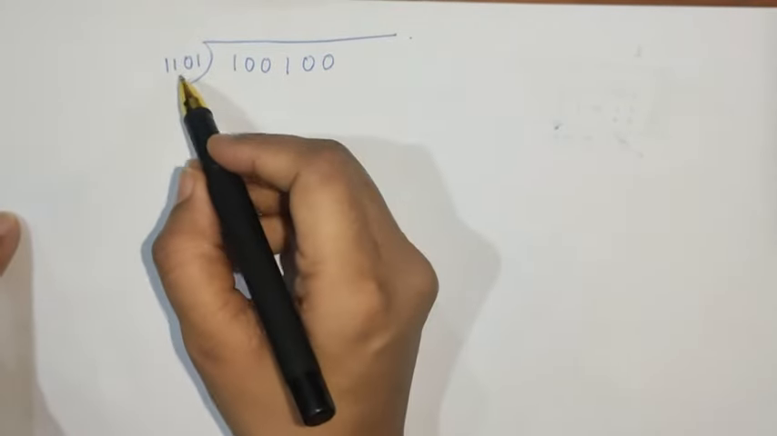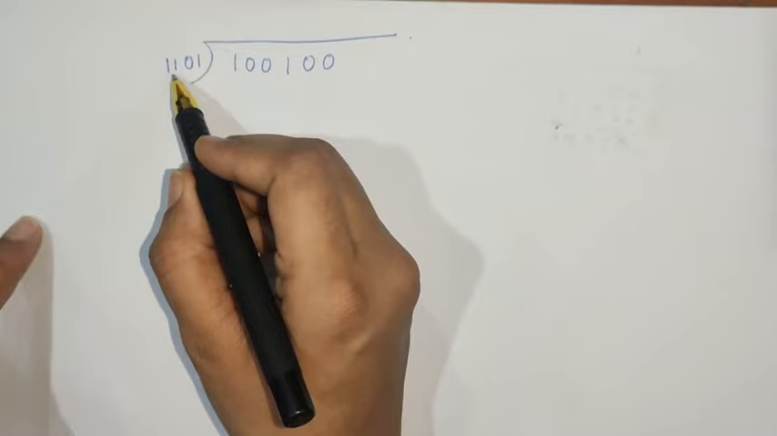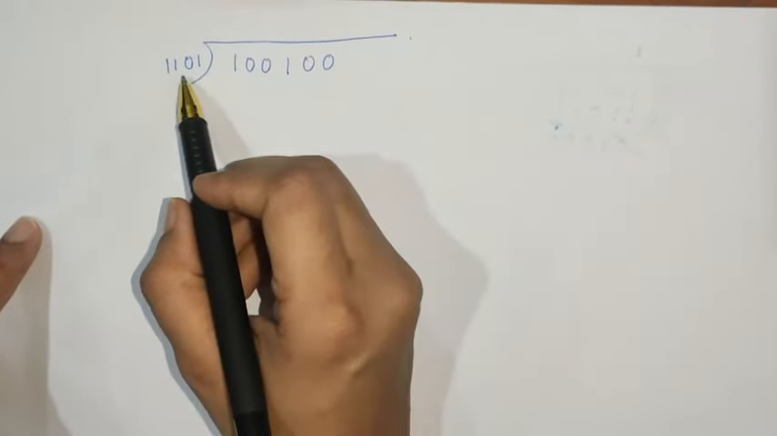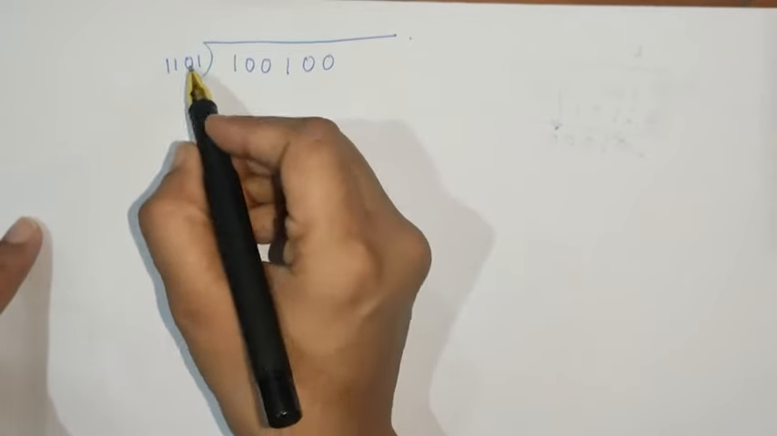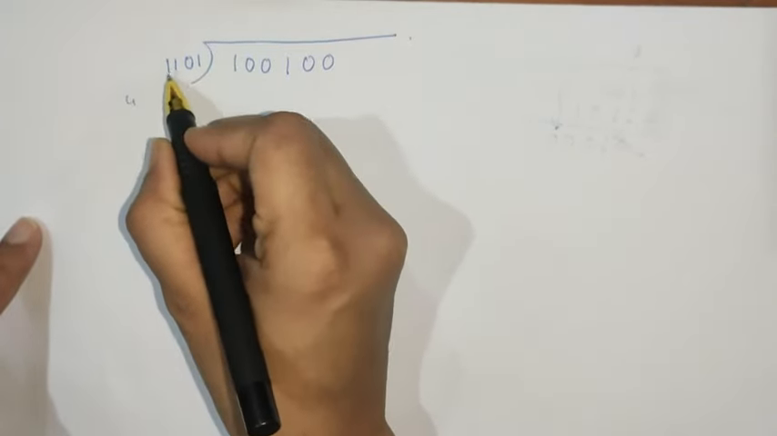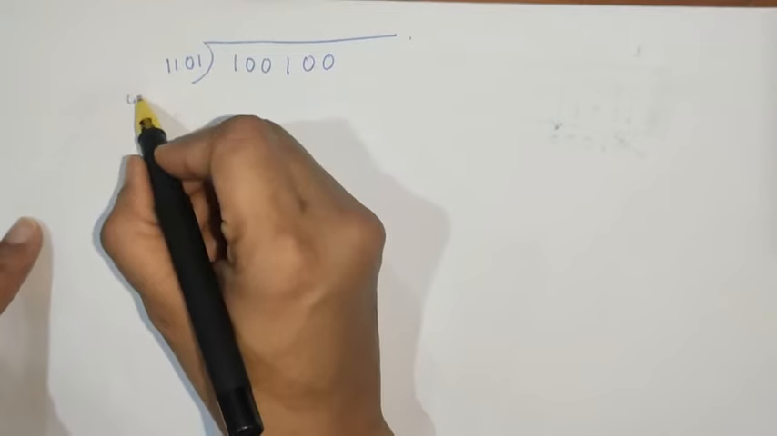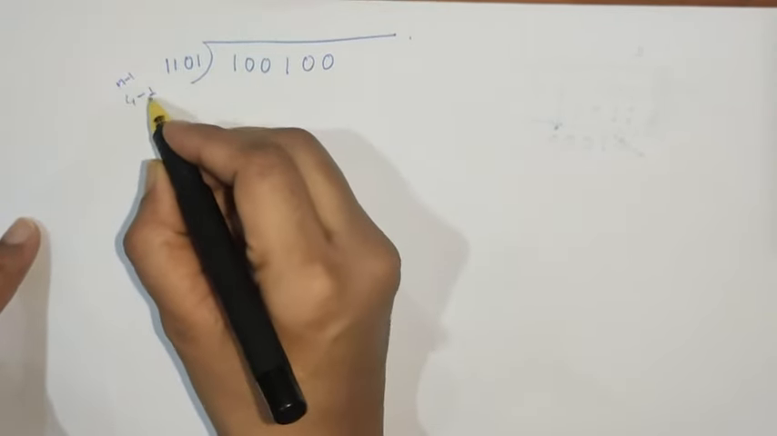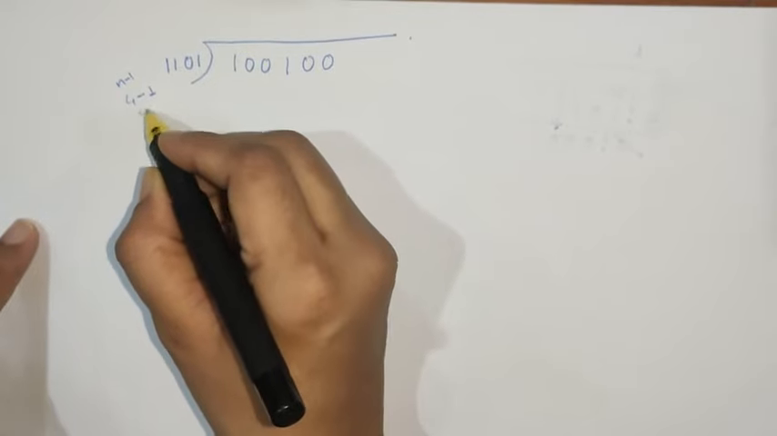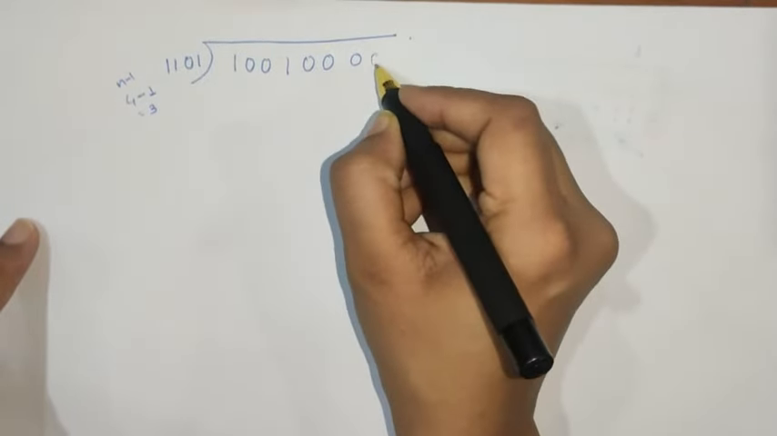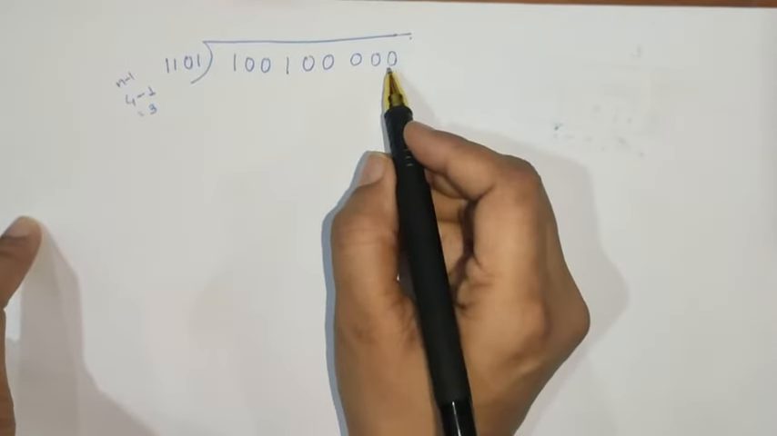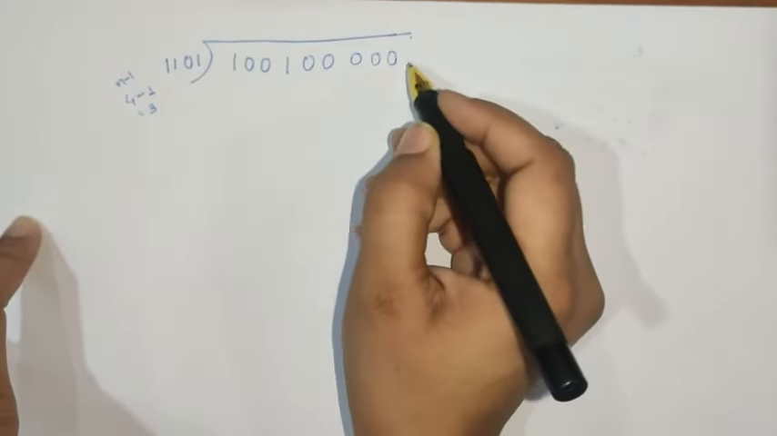You have to remember we are going to append a number of zeros. For example, our divisor is 4 bits, 1 2 3 and 4. So we are going to do n minus 1, don't forget n minus 1. So 4 minus 1 is 3, so we are going to add 3 zeros to it.